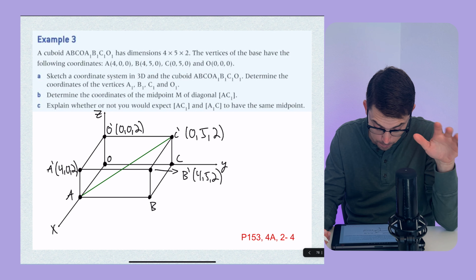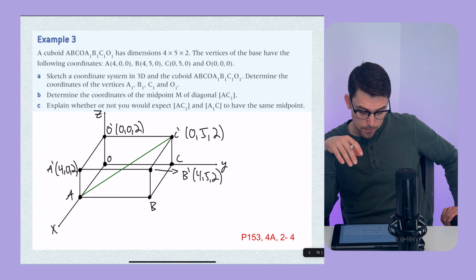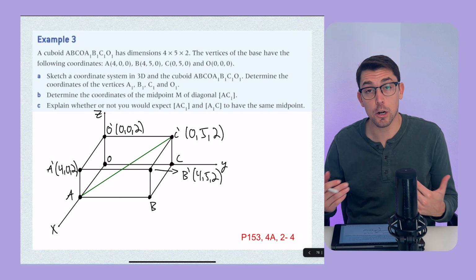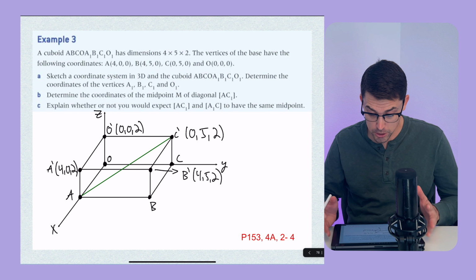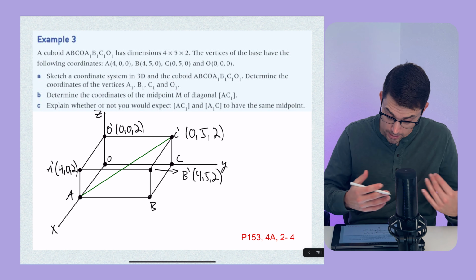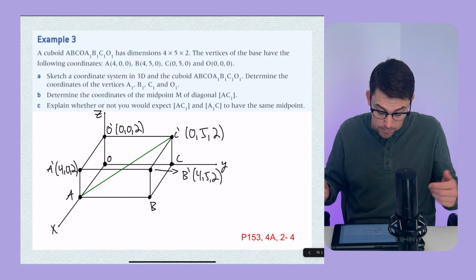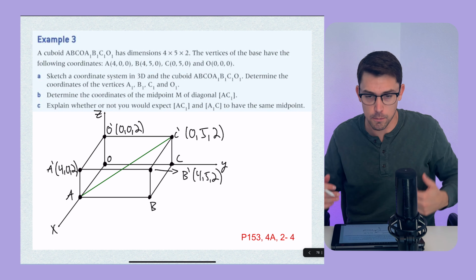So we went ahead and took out part A. We sketched the coordinate system in 3D of the cuboid, and we determined the coordinates of the vertices A1, B1, C1, O1. You'll notice that I use the prime notation, and the problem is using a subscript of 1, A sub 1, B sub 1. Either is okay. You're just denoting that it is related to A, B, or C, but it's a little bit different because in this case, it's right on top of it. It's going to be that same exact coordinate, but given a height coordinate.